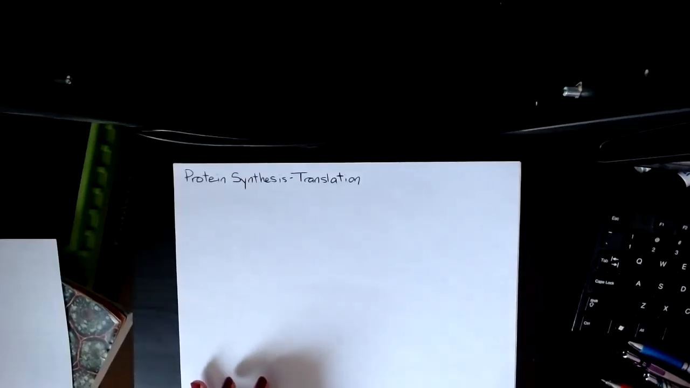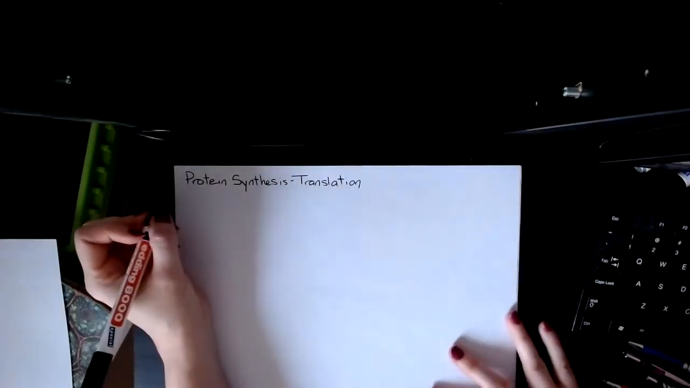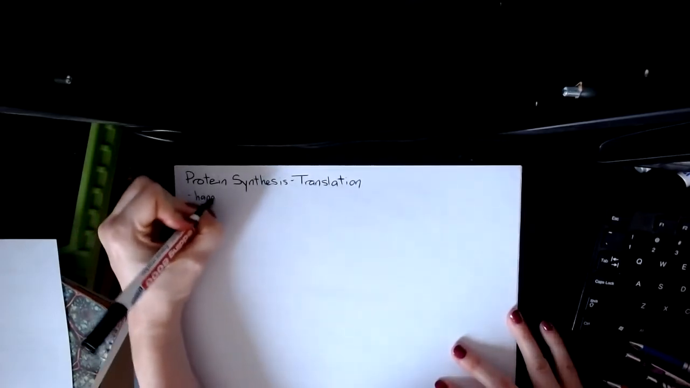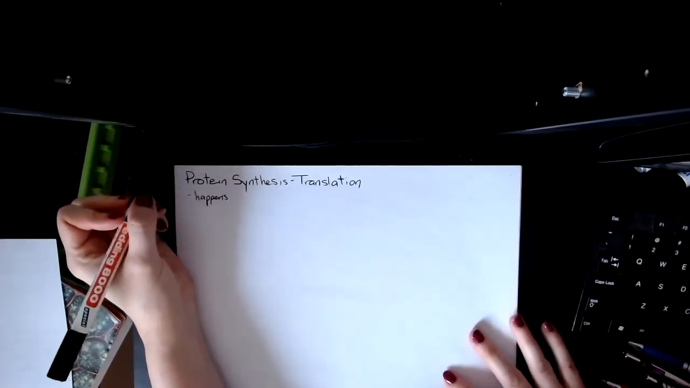So the second part of protein synthesis is translation. And the idea for this is that it happens in the cytoplasm. Okay, this is one of the key differences between transcription and translation.